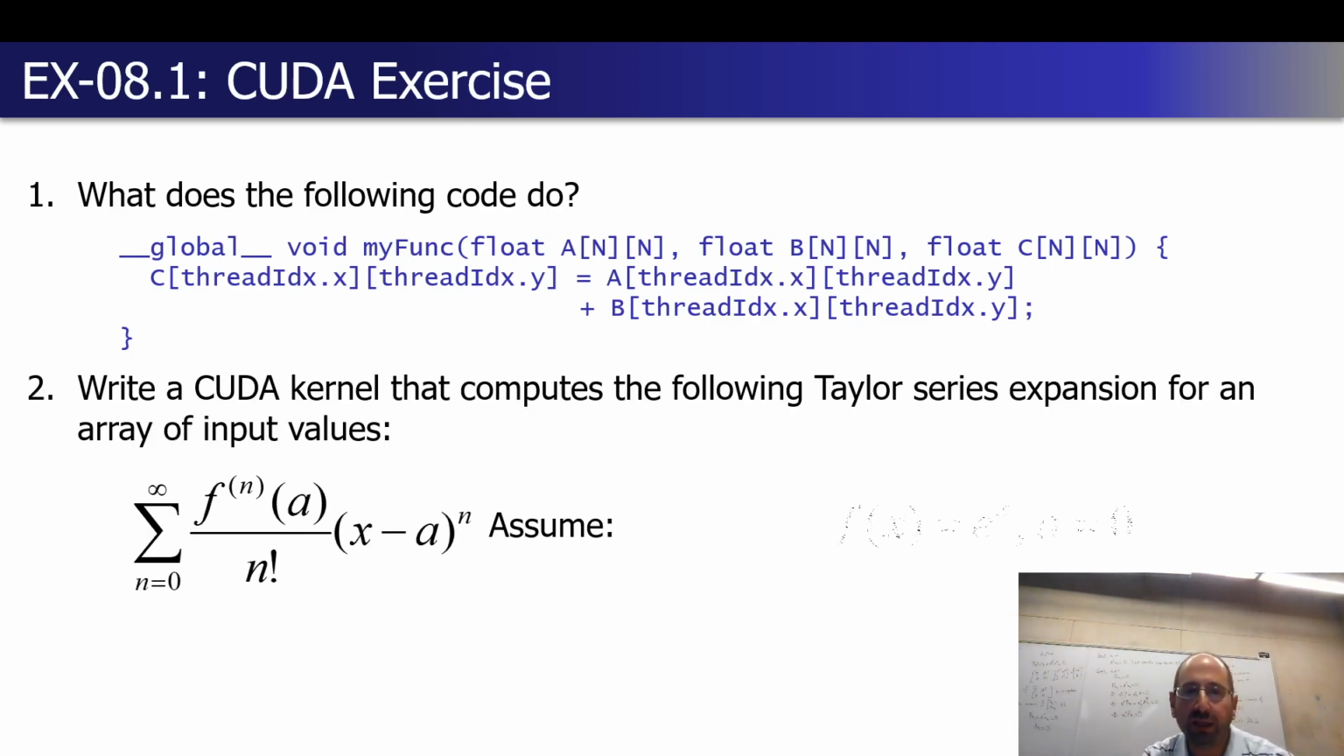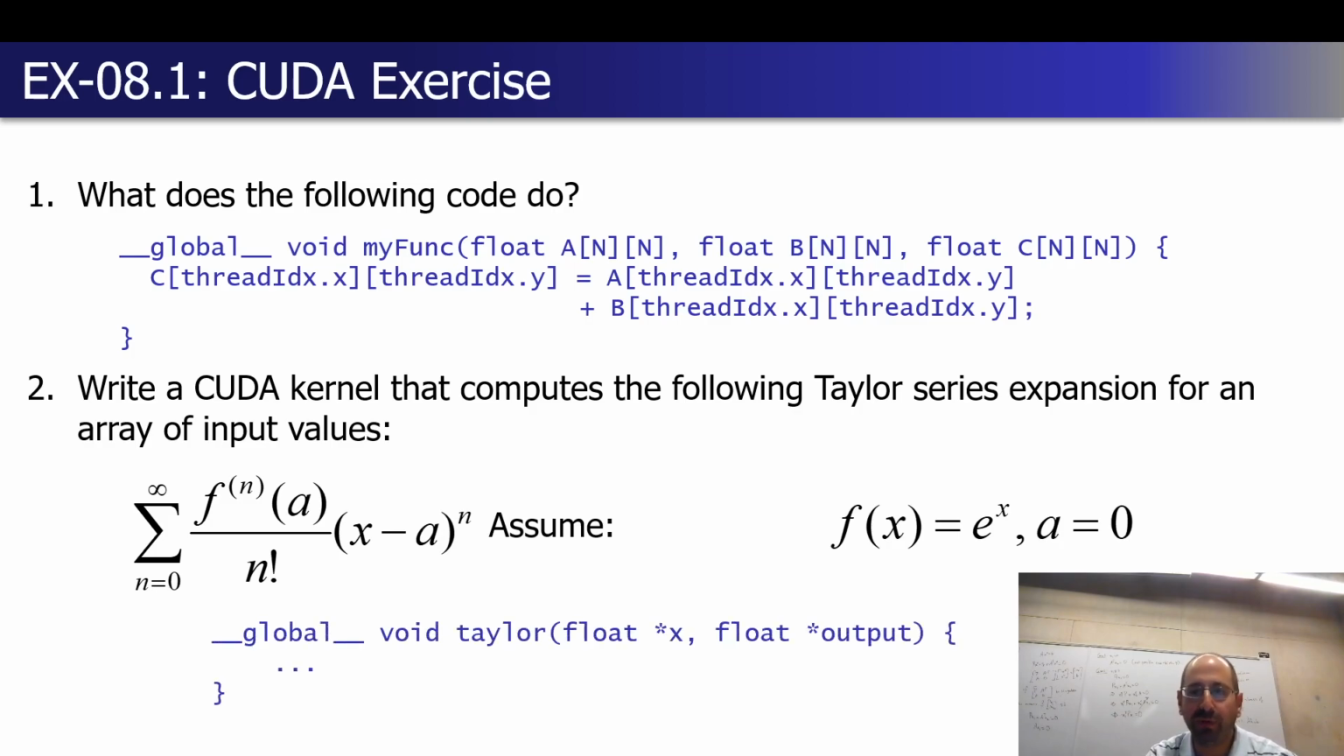So my thought was, let's try to write a CUDA kernel that computes a Taylor series expansion for an array of input values. Do you guys remember Taylor series expansion? If not, then this is not going to go well. But arbitrary Taylor series expansion, I don't know why I picked something so mathy. I guess, you do enough vector addition, you want to try something different.